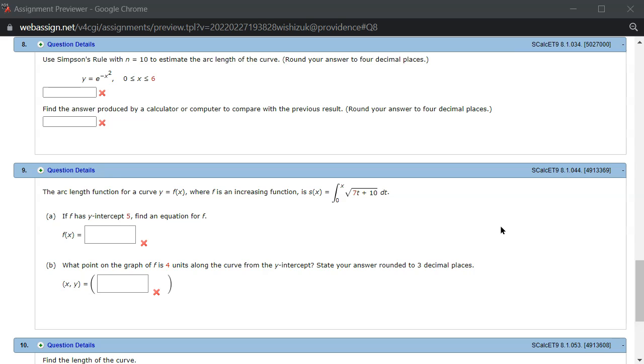All right, let's look at homework 8.1, problem number 8. We want to use Simpson's rule with n equals 10 to estimate the arc length of this given curve from 0 to 6. All right, so let's do that. I'm going to open up GeoGebra.